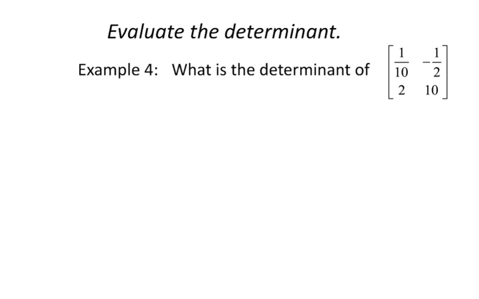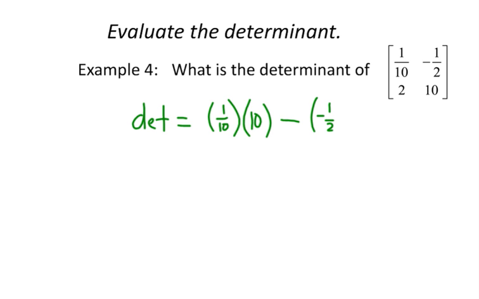Okay, let's go ahead and evaluate this determinant. It has fractions in it, but just do it the same way. So we have the determinant is equal to parentheses 1 times 10 times 10 minus a negative 1/2 times 2. Remember, put all four numbers in parentheses. You'll never make a mistake on the negative signs.